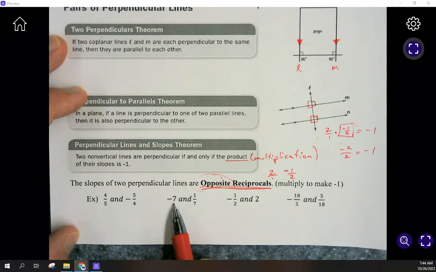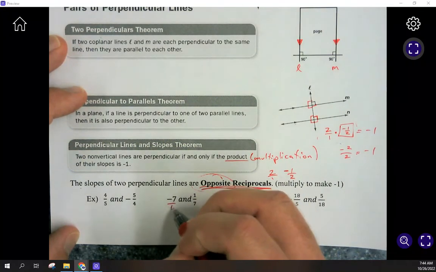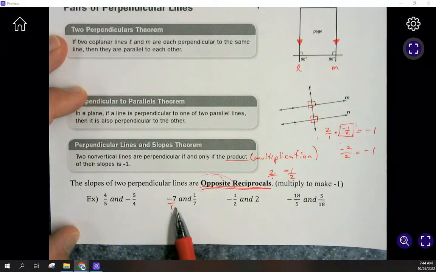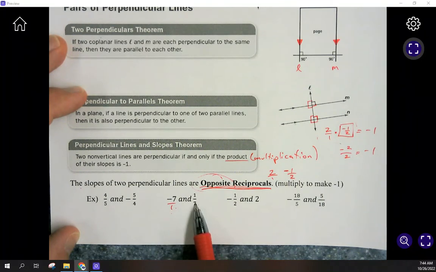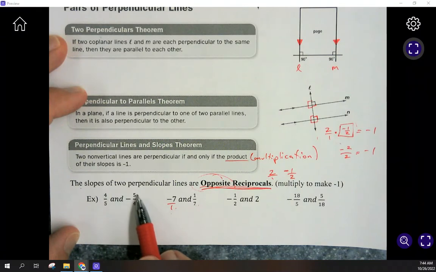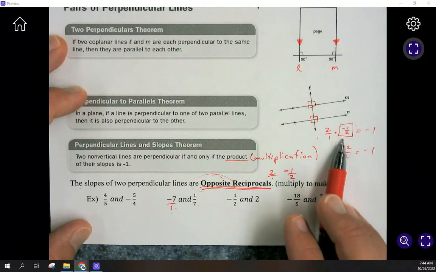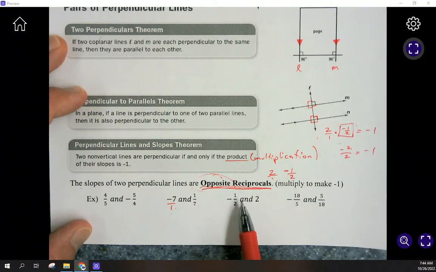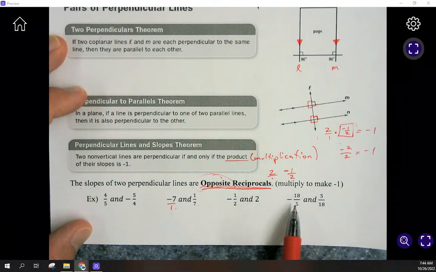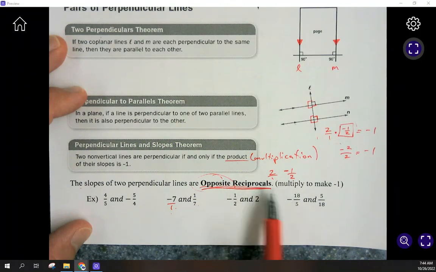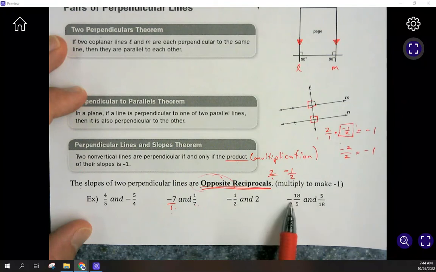The opposite reciprocal of -7, I'm sorry. We know that it's over 1, so we flip it, it's 1 over 7. Negative becomes positive. If I multiplied straight across, I would get -7 over 7, and that would be -1. Over here, I would get -20 over 20. That would make -1. We've already done this with the -1/2. You flip it, it's 2 over 1, make it positive, so it's 2. -18 over 5, the opposite reciprocal: flip the fraction, change the sign.